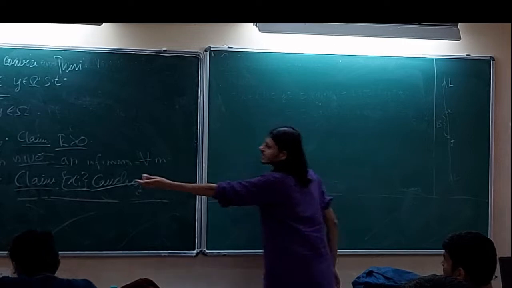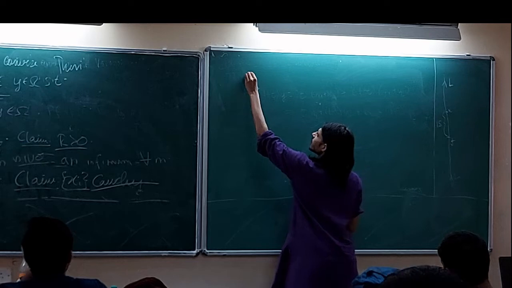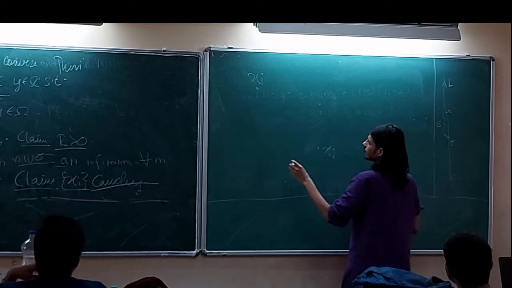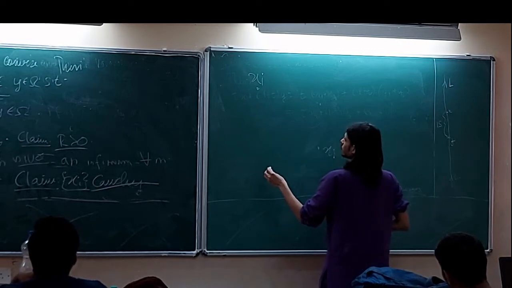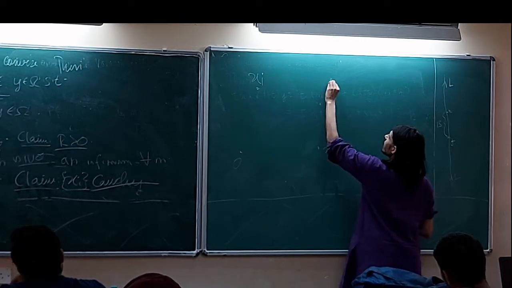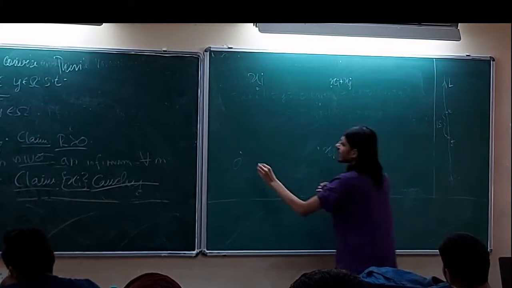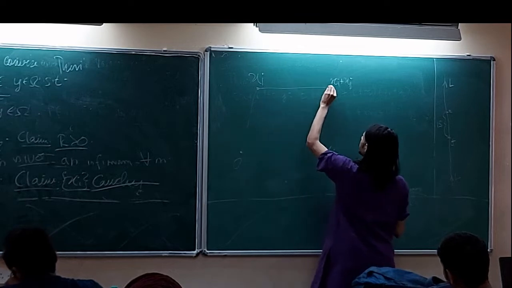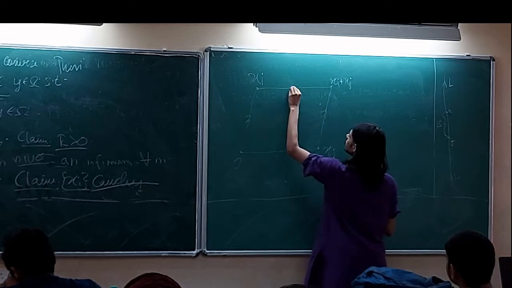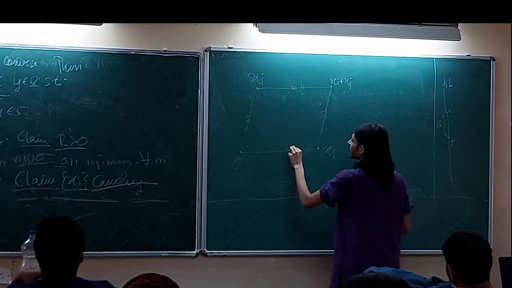Let's take two of those points, xi and xj. Okay? So now I'm going to draw a diagram. This is xi. This is xj. This is 0, and this is the point xi plus xj, right? And this forms a parallelogram, and opposite sides are equal, right?